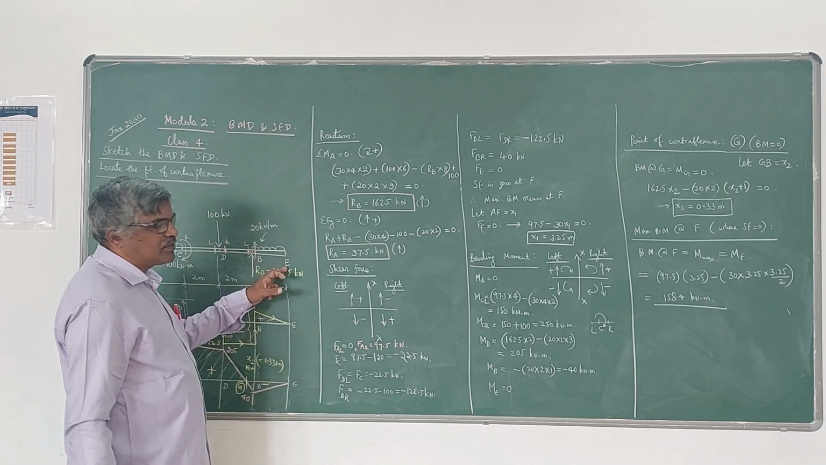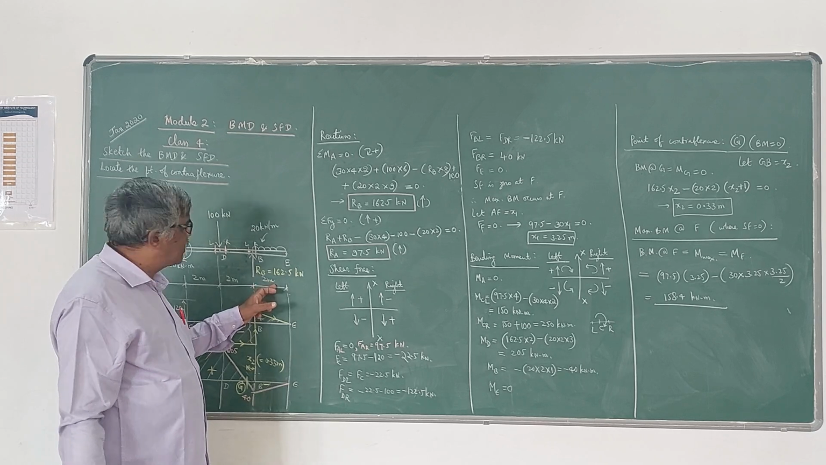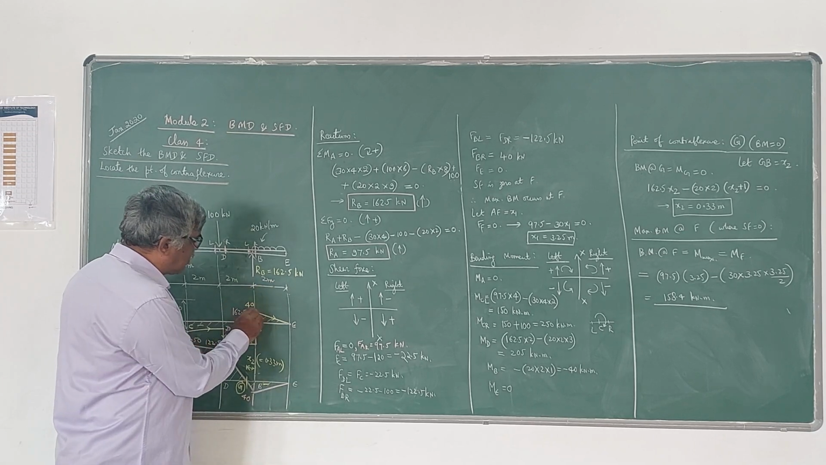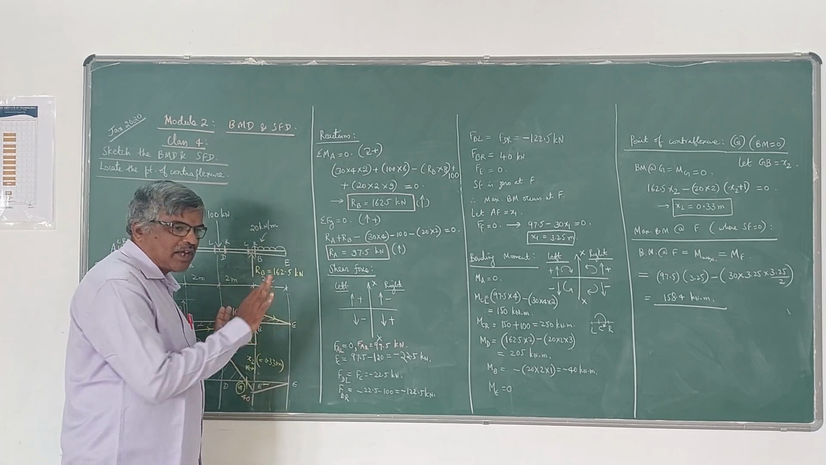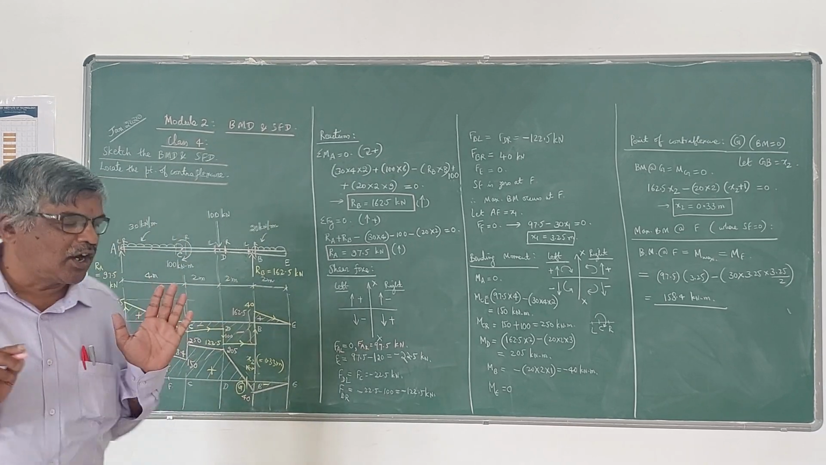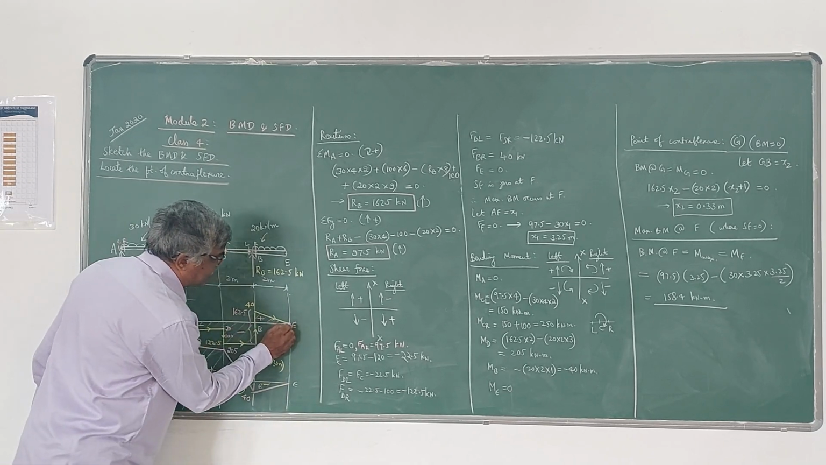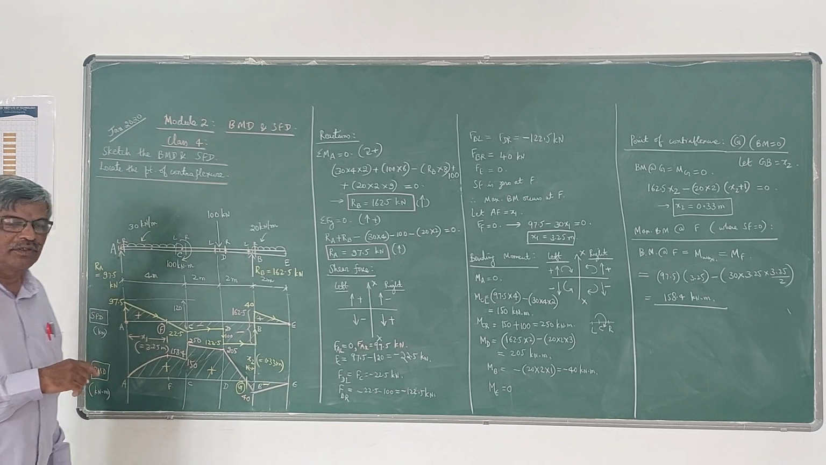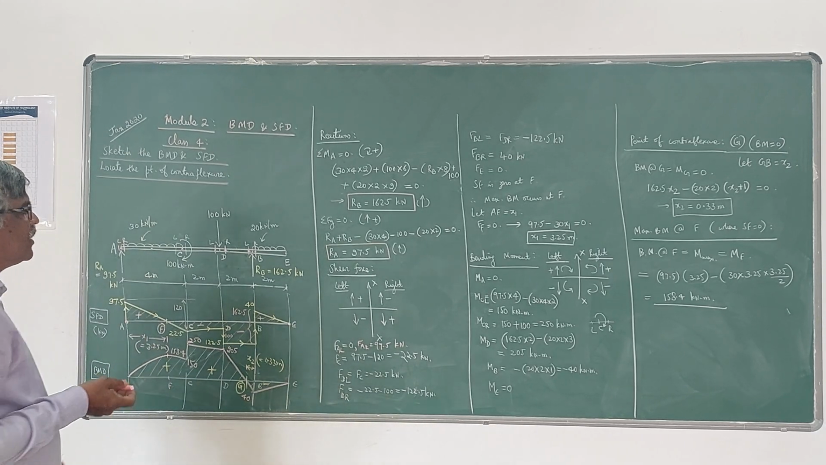Then from here to here once again there is a UDL. So 20 into 2, 40 kN is the total UDL or the total load. You have to come down by 40. So it closes. Please observe that. The shear force diagram closes. It starts from point A and it ends at point E. So this is another way of drawing the shear force diagram.